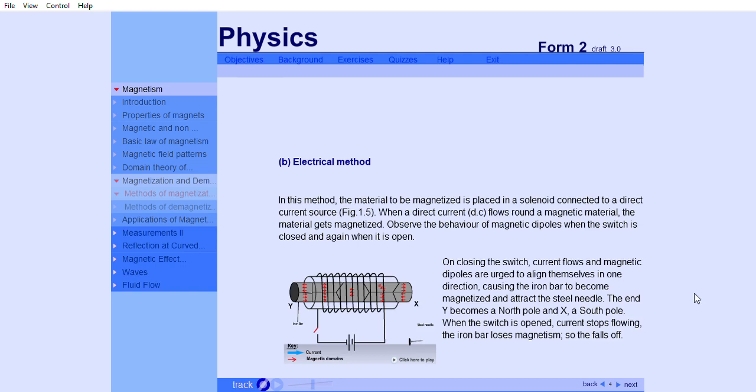Electrical method. In this method, the material to be magnetized is placed in a solenoid connected to a direct current source. When a direct current, or DC, flows round a magnetic material, the material gets magnetized. Observe the behavior of the magnetic domains when the switch is closed and again when it is open.